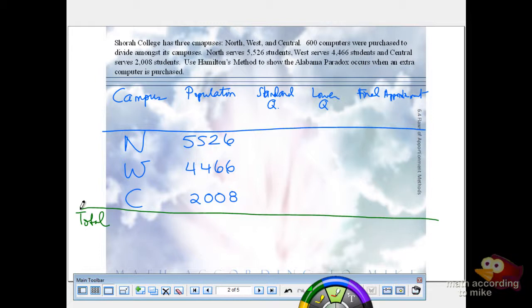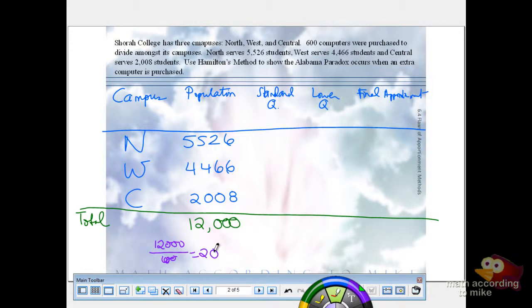Okay. So what is the current total population of the students? 12,000. Wow, how nice. What a nice whole number that is. Well, off to the side here, we have 600 items being allocated. So according to Hamilton, we take the population divided by the number of items being allocated. What do we get? 20. Oh, how nice. What a nice, pretty number that is.